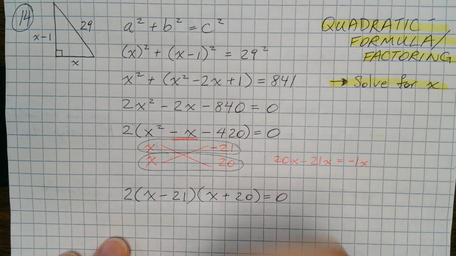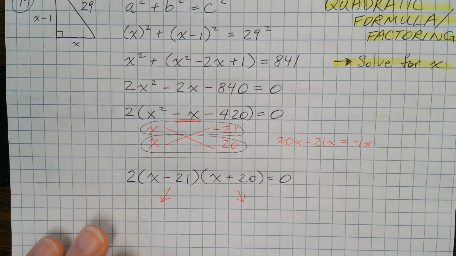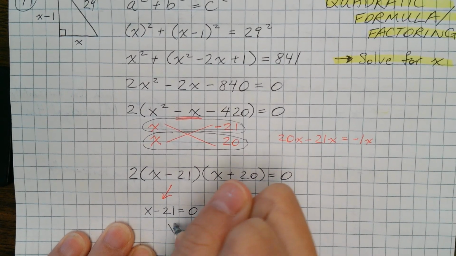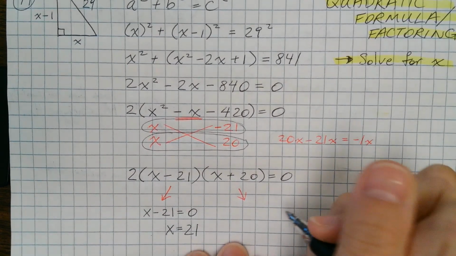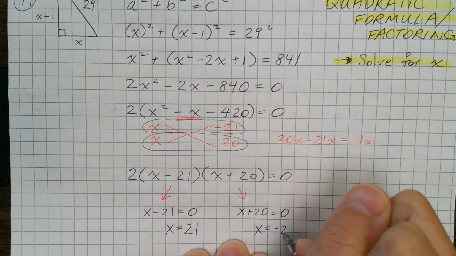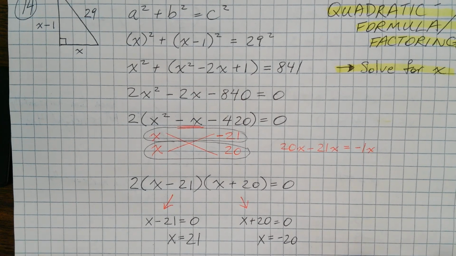Okay. Now that I have this, I can do my 2 arrows to solve for x. So x minus 21 equals 0. So x is 21. x plus 20 equals 0. So x equals negative 20. Okay. Going back to my original question, I solved for x. One's a positive number, one's a negative number. Okay. What should I do with these two numbers?